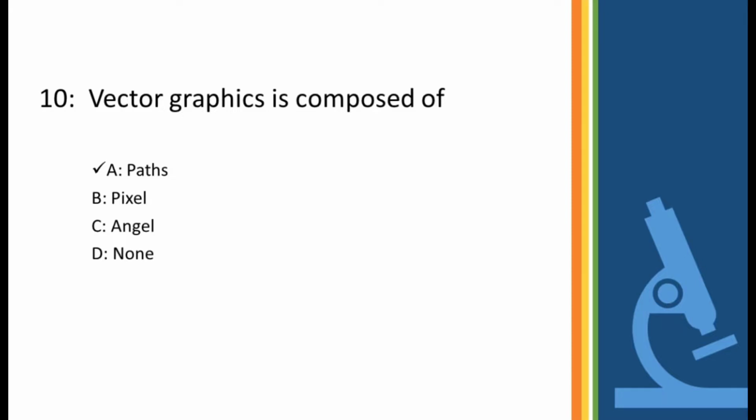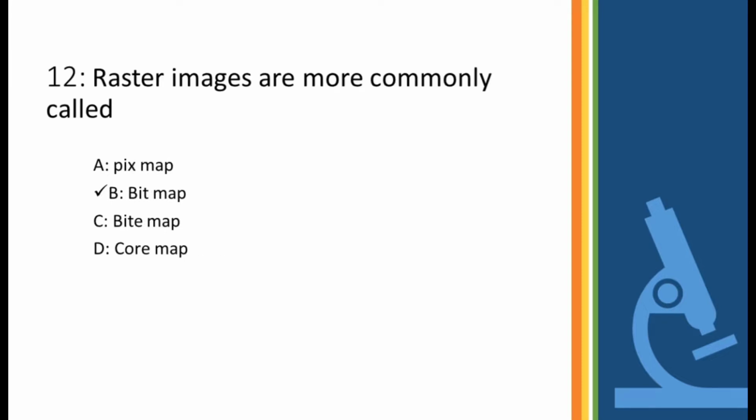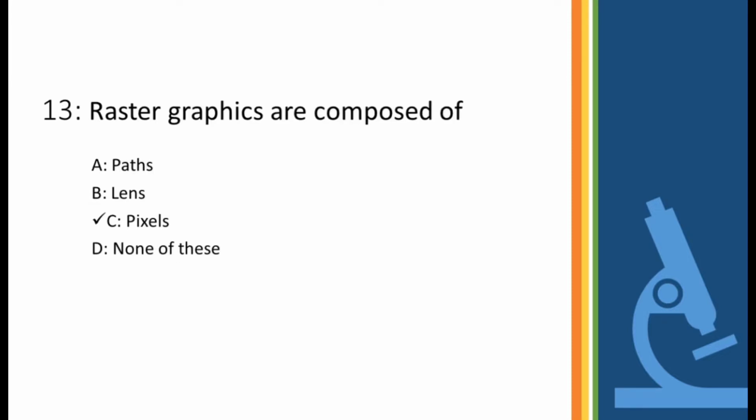Vector graphics is composed of... The correct answer is A, paths. The brightness of each pixel is... The correct answer is B, incompatible. Raster images are more commonly called... The correct answer is B, bitmap. Raster graphics are composed of... The correct answer is C, pixel.